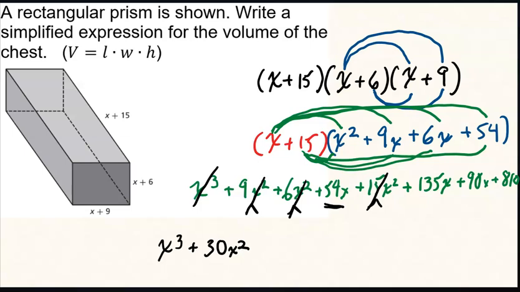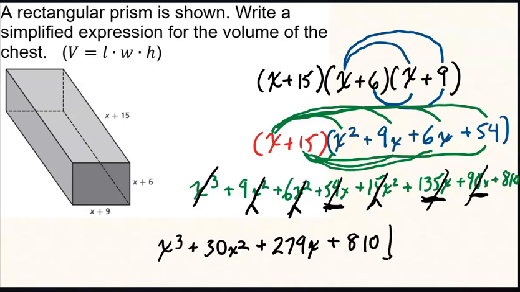Okay, now I have 54x. See how easy it is to make a mistake here. 135x and then 90x. So let's add those up together. And that is 279x. That is a crazy number. And that's often what happens with these. Now, the last thing I have is this 810, which has no friends, so I just bring that down. And that is the volume of this prism.